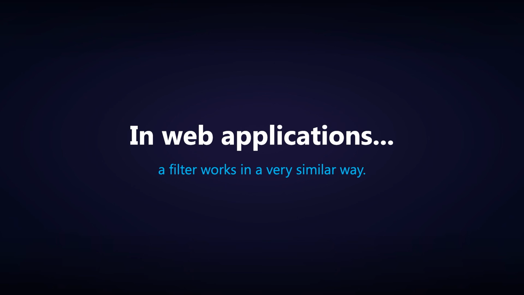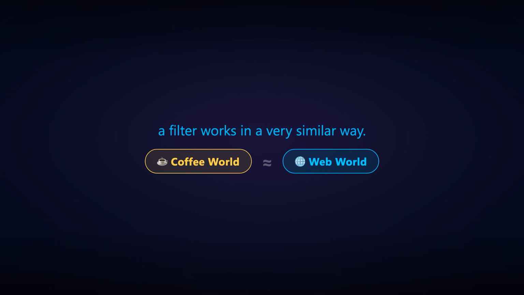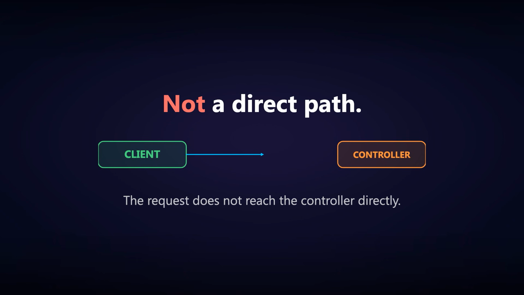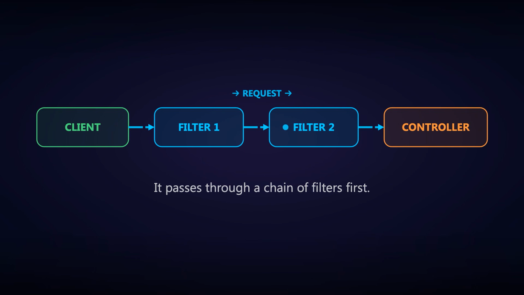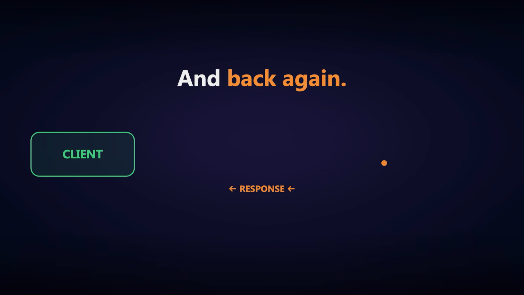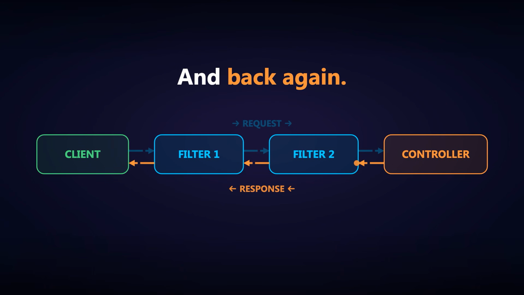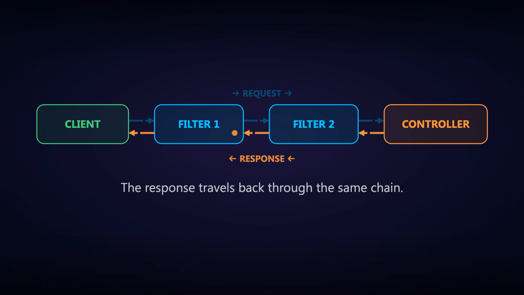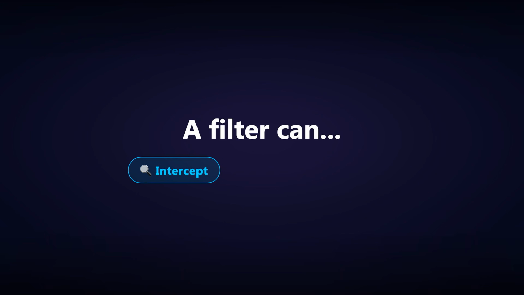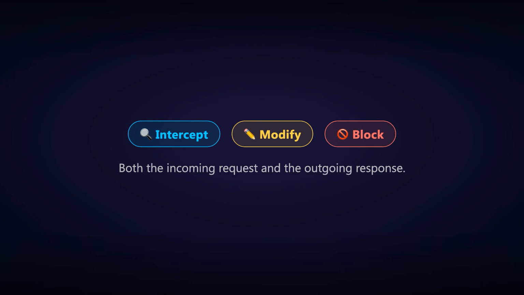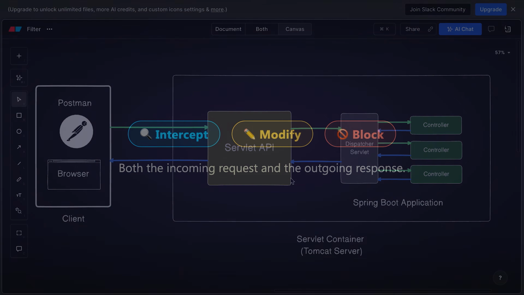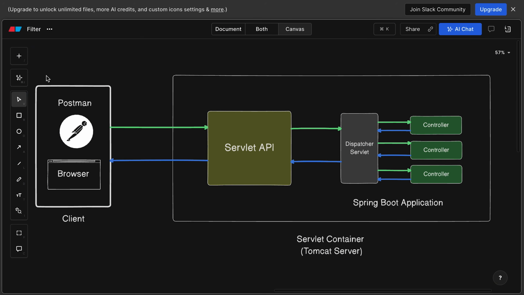In the world of web applications, a filter works in a very similar way. When a request comes into our application, it does not reach the controller directly. It passes through a chain of filters first, and then the response goes back to the client, and in reverse, it passes through the same chain again. So, a filter sits in between the application and the client. It can intercept the request, it can modify it, or it can also block it entirely. And it can do the same for the outgoing response. Let me explain all of this in more detail.